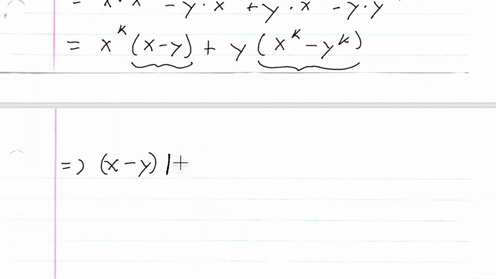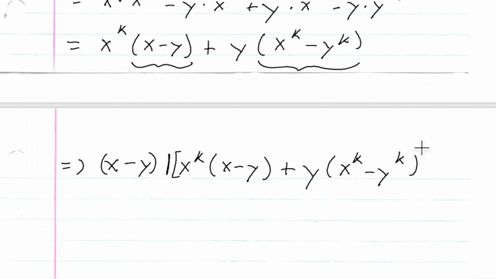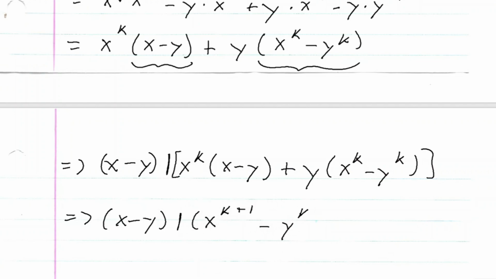divides x to the k times x minus y plus y times x to the k minus y to the k, right? I know that x minus y divides this because by assumption, x minus y divides x minus y, and x minus y by assumption divides x to the k minus y to the k, right? So this means x minus y divides this sum, and we know that this sum is equal to x to the k plus 1 minus y to the k plus 1.